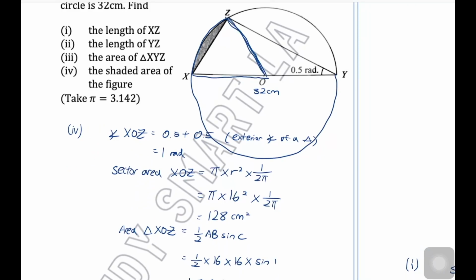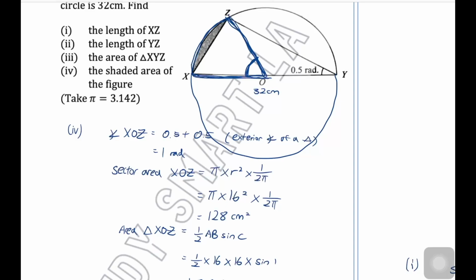This is the piece of the pizza slice that I want to cut out, and maybe find the area of. This is the angle, and this is the radius, right? These are all radius. So that actually is the area that we will be finding, this sector area XOZ. So how do we find the sector area of XOZ?